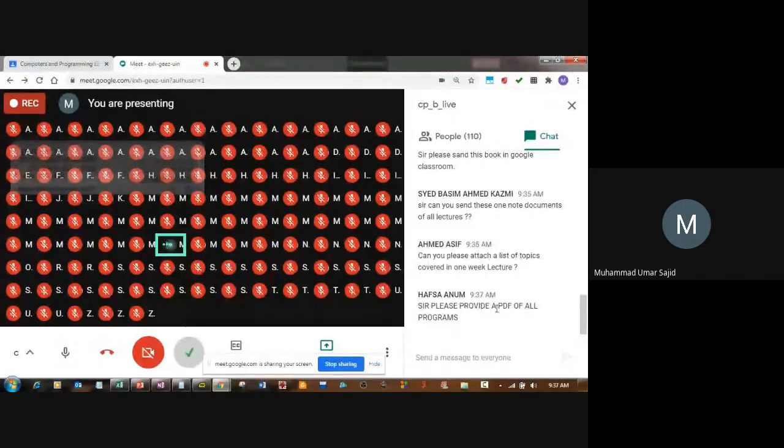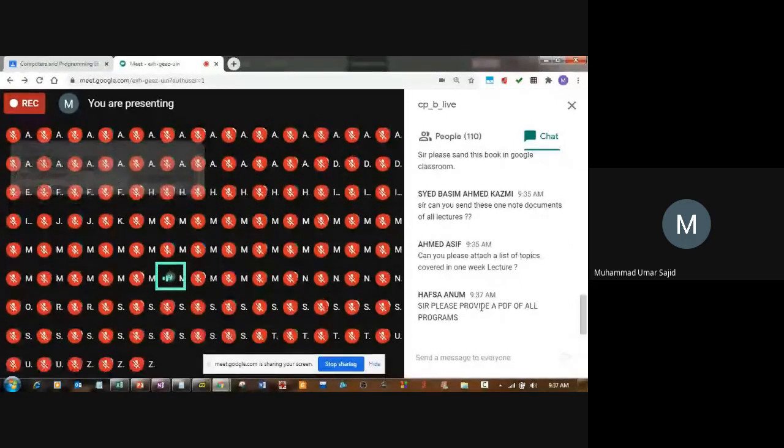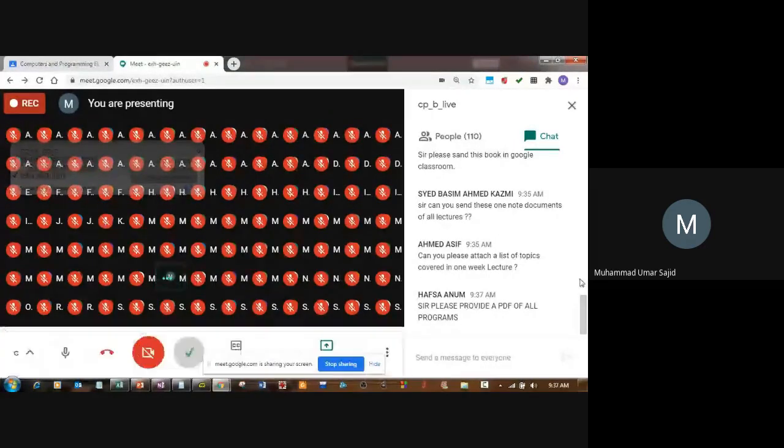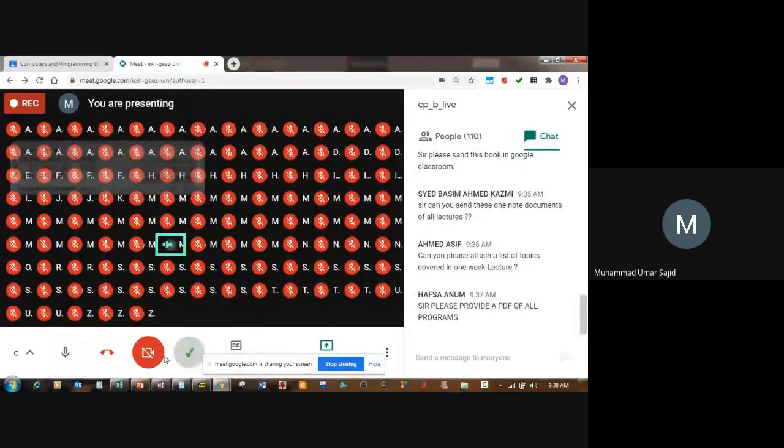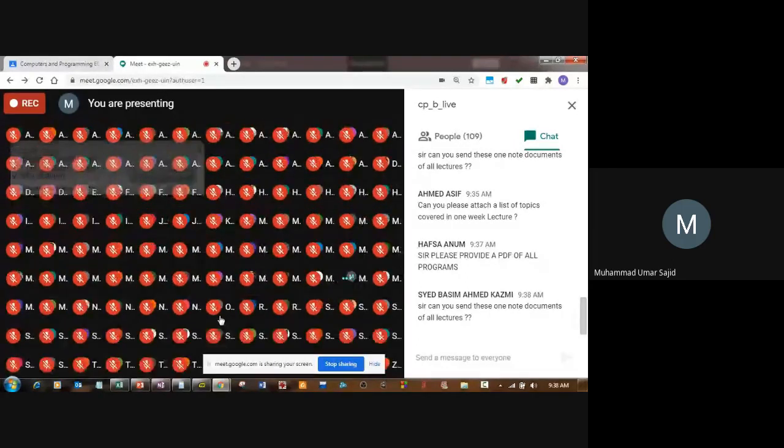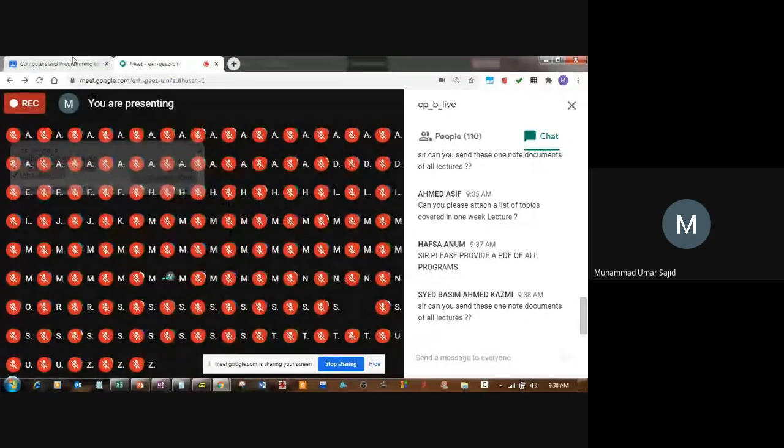Please provide a PDF of all programs. In some of the programs, I actually overwrote whatever the code was there, so it's not possible to provide a PDF of all the programs. The programs are really simple, and the best way to learn is while you're watching the recorded lecture. Whatever I'm writing on the keyboard, you need to type it there and then and save it. I cannot provide all the CPP files, but if there are any, I will provide them. But it's very difficult for you to find which CPP file refers to which lecture.